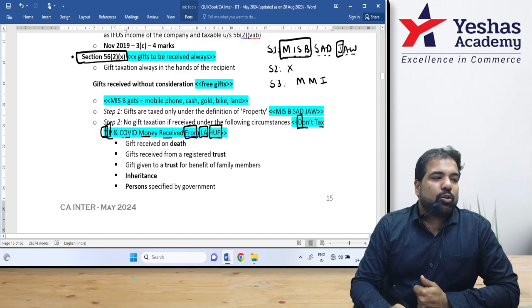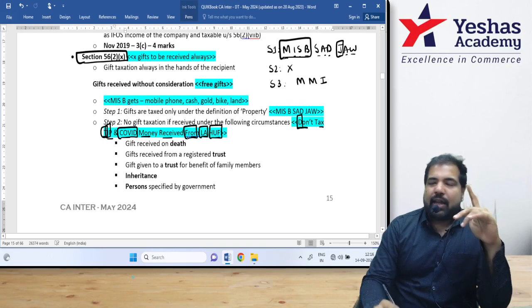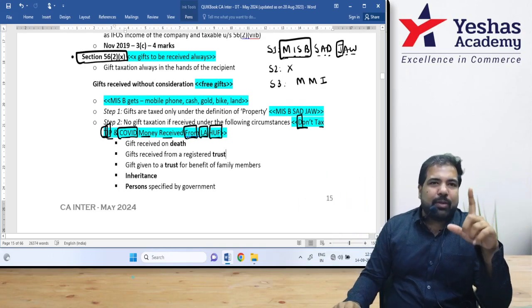Next, guys, in COVID, hospitalization or COVID death. COVID death, what is the limit, guys? 10 lakh. Unless you receive it from the employer, then no limit. And the money should be received within 12 months of the death.